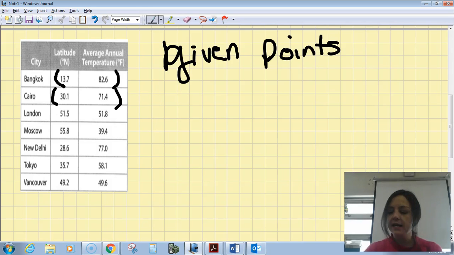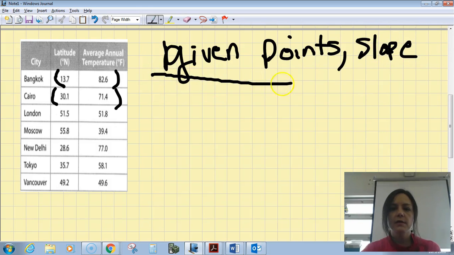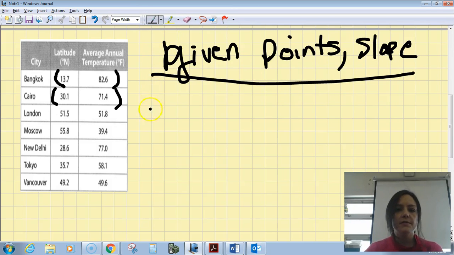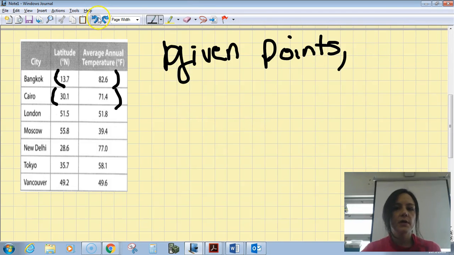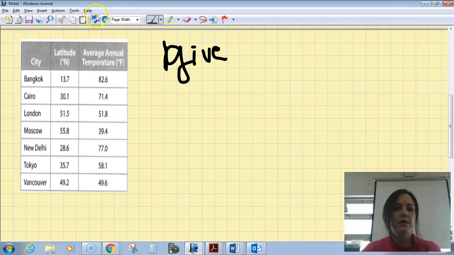So we're given points, and we can use those points to find a slope, right? So I'm going to use the form of a linear equation called point slope form, right? Okay, now let's get rid of some of the stuff so we have more room to work. So point slope form, let's find the slope first.